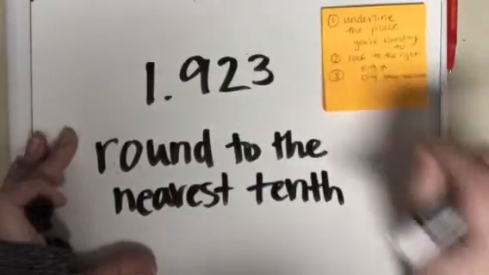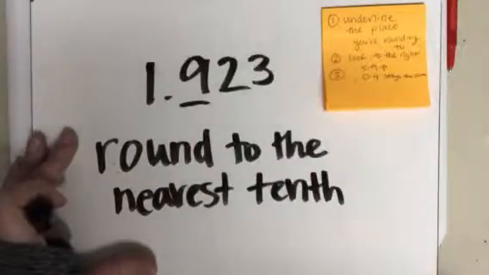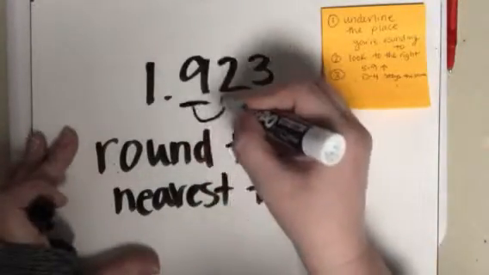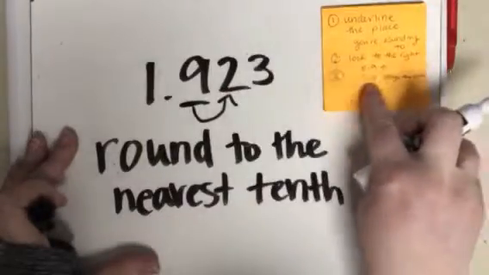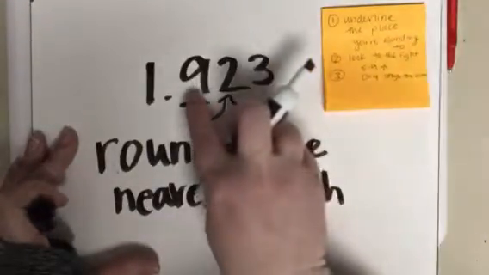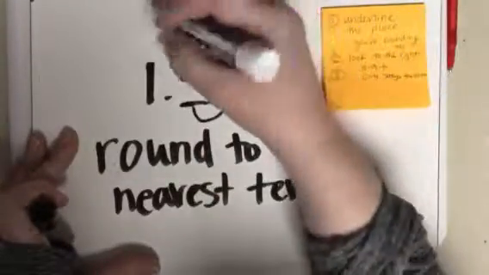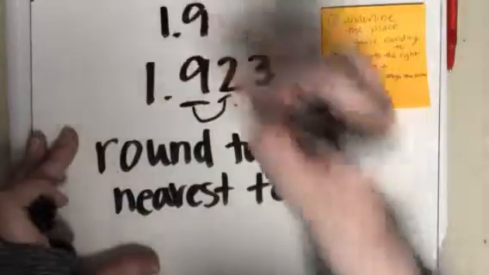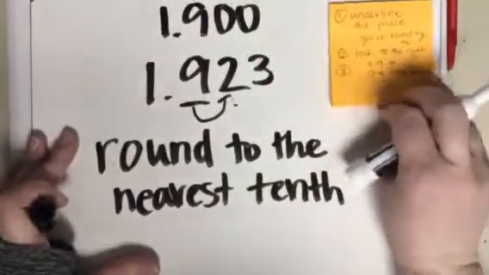Step 1, underline the place that I'm rounding to, tenths. Step 2, look to the right. This number is a 2, so it is between 0 and 4, so my 9 is going to stay the same. The other numbers are going to drop off, so it's 1.9. If you said 1.900, that would still be correct.